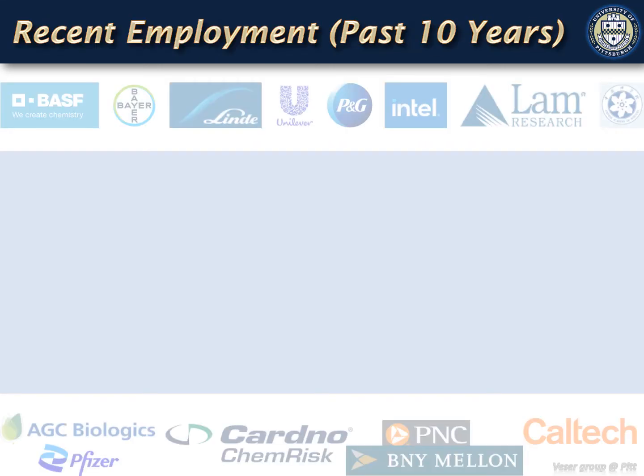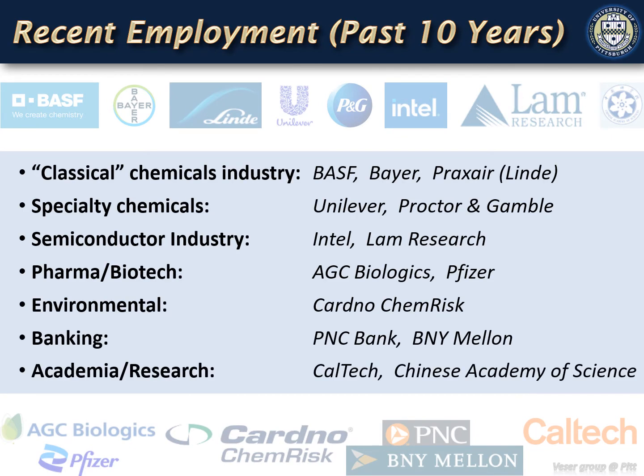So where do our graduates go? Well, maybe the question should rather be, where do they not go? Students in my group get an exceptionally broad training as reaction engineers and are hence employed across many different sectors of the economy. The list here shows the employers of our graduates just over the last 10 years. It ranges from what one might call the classical chemicals industry, that is production of bulk and commodity chemicals, over specialty chemicals, the semiconductor industry, pharma and biotech, environmental assessment and consulting, and even banking.